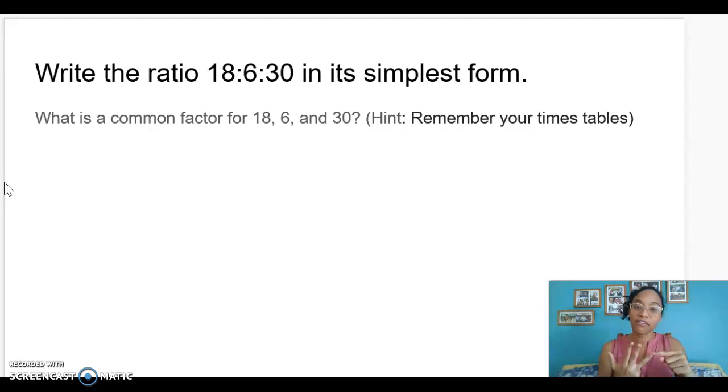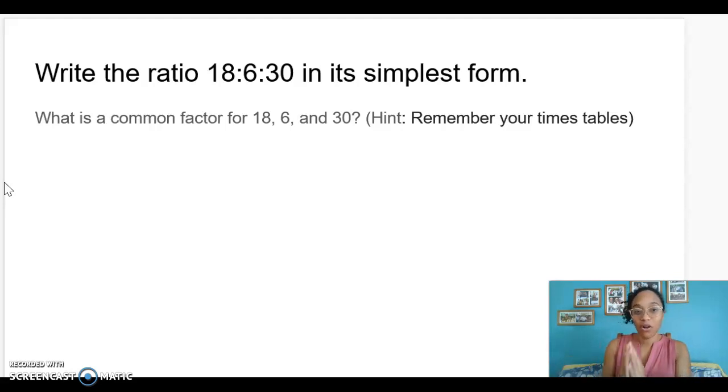Is 6 a factor of 18? Yes, 6 times 3 is 18. Is 6 a factor of 30? Yes, 6 times 5 is 30. So the ratio 18 to 6 to 30 in its simplest form is 3 to 1 to 5. Okay? I did that by looking at the 6 times table.